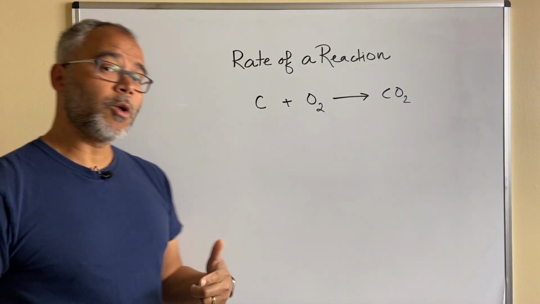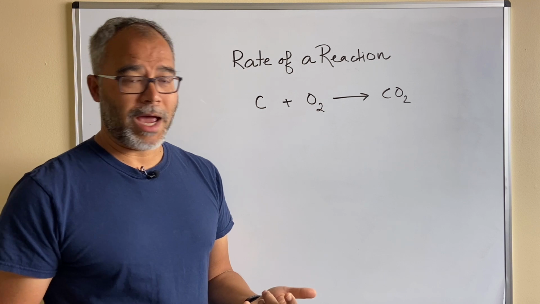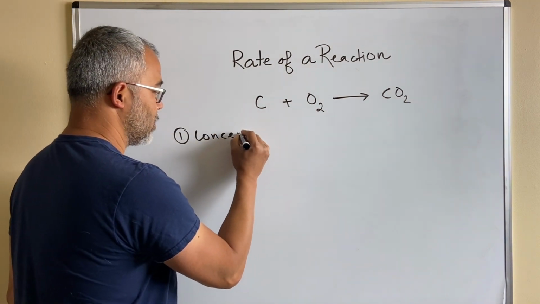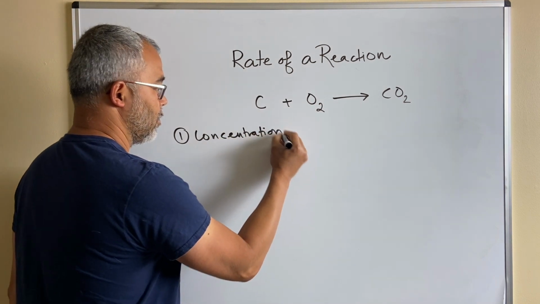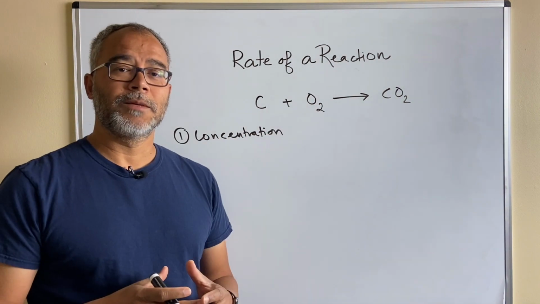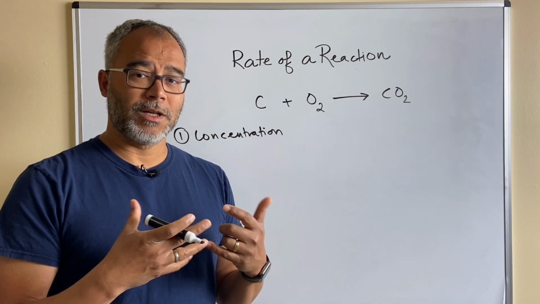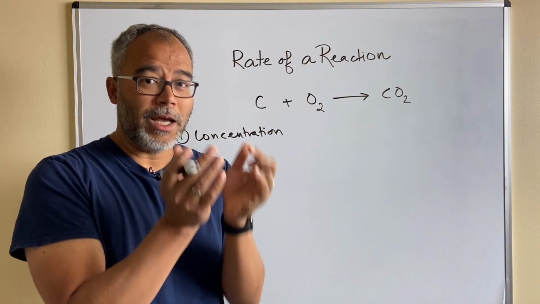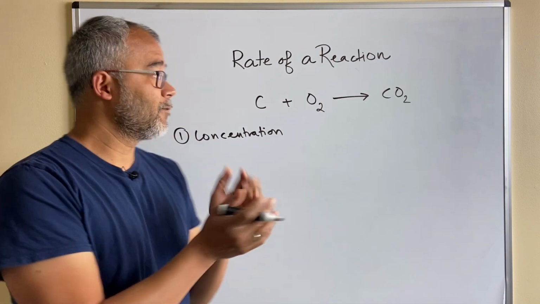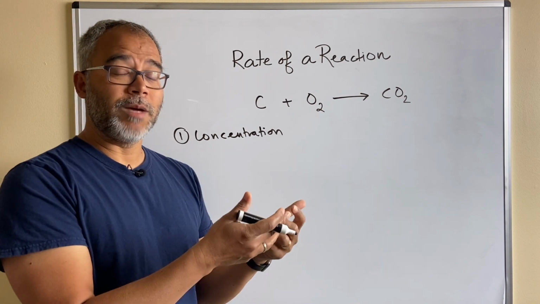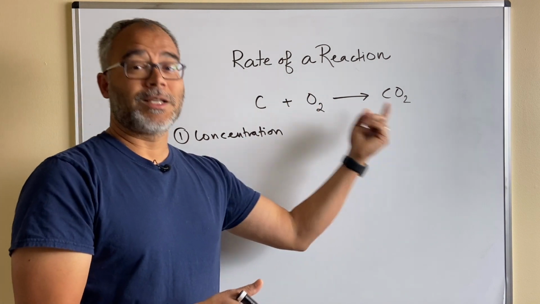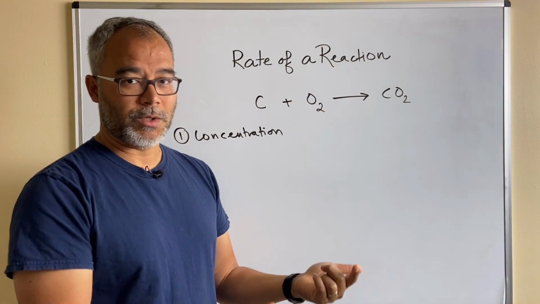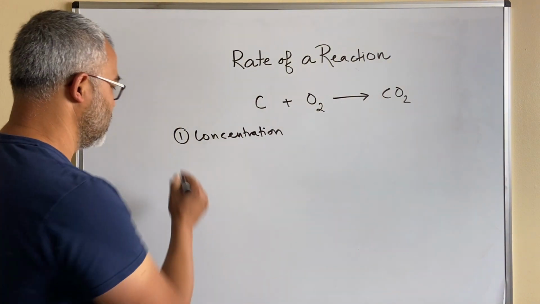Now there are quite a few factors that affect the rate of a reaction. The first factor is concentration. What this means is how much of a substance, for example how much carbon and oxygen, is present in a specific volume of the reaction. The more of them that are present, the faster the reaction. As the concentration goes up, the reaction rate should go up as well. So that's why we say concentration.